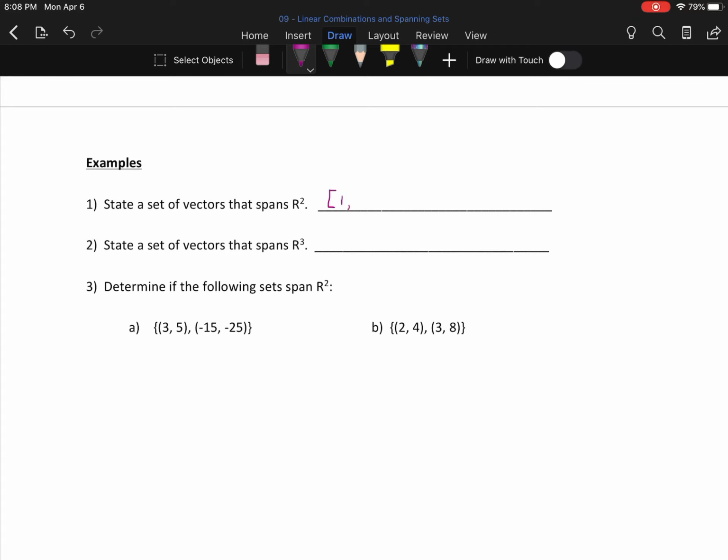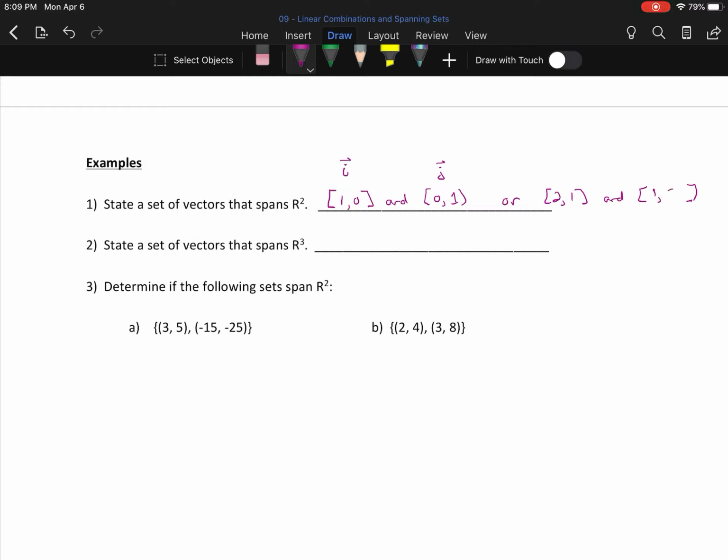So state a set of vectors that spans R2. Well, of course, a great choice would be (1, 0) and (0, 1), commonly known as i and j. They're a great choice to span R2, but it's fairly easy to come up with a pair of vectors that span R2 that are not i and j. We could come up with 2 other vectors. So I could just make up the first vector. I could say, how about (2, 1)?